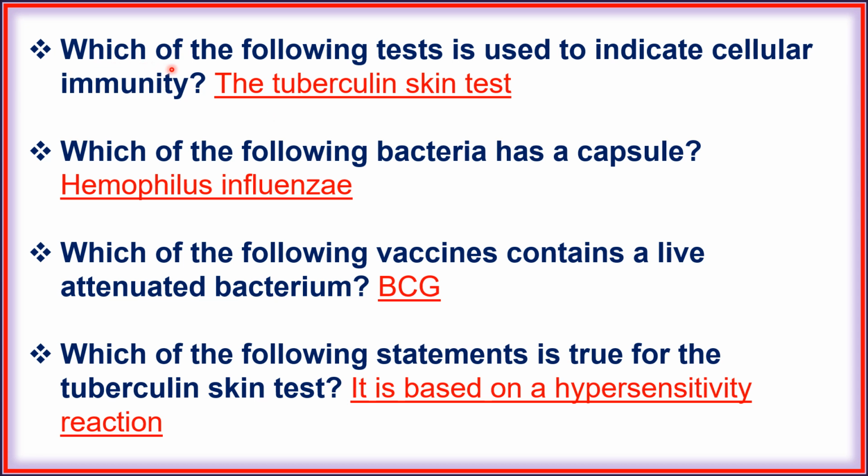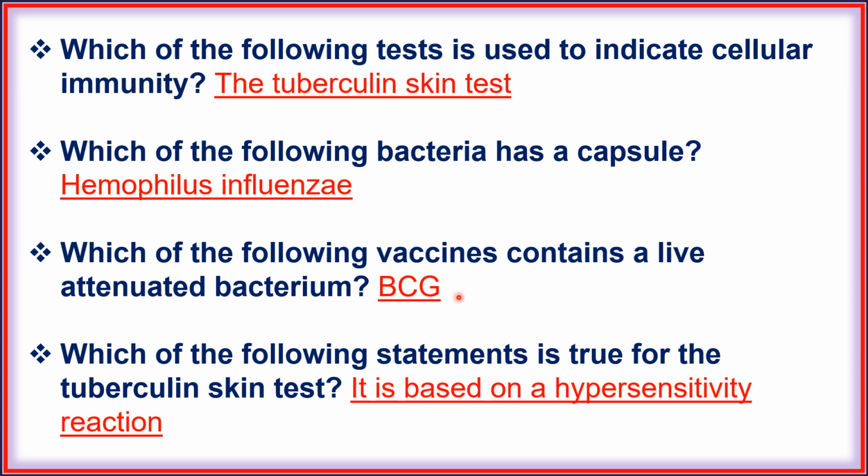Next, which of the following test is used to indicate cellular immunity? That is the tuberculin skin test. Next, which of the following bacteria has a capsule? Haemophilus influenzae. Next, which of the following vaccine contains a live attenuated bacterium?